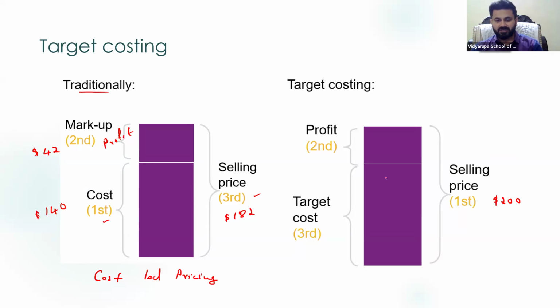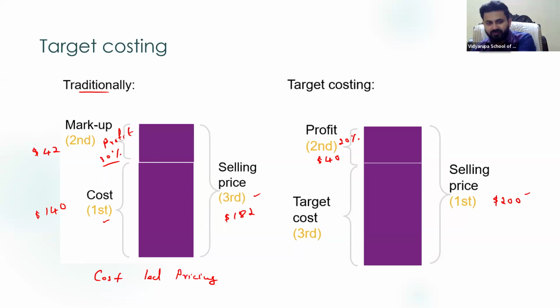So let's say 20%. For example, let's assume 20%. Here it was 30%, and here let's assume it is 40%. Sorry, 20% is what they are looking for. So 200 into 20%, how much will come? $40. 200 is the selling price, and on that, let's say, the company is desiring this profit.